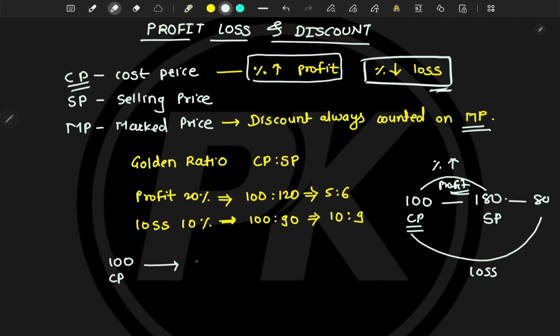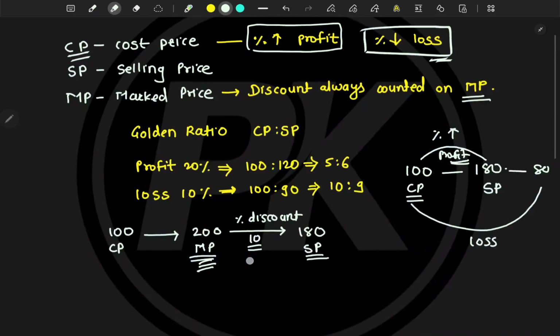Okay, I'll put a tag, let's say, of 200 rupees. So this is what? Marked price. This is my marked price to sell it to the customer. Then what I will do, I'll offer some percentage discount. We have already learned the percentage, right? So I'm offering some percentage discount, which is always on marked price, and I am selling it to, let's say, here offered 10% discount. That means I am selling it at 180 rupees, and this is nothing but my selling price.